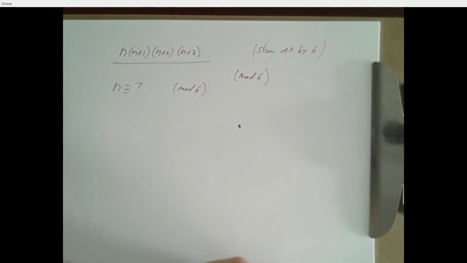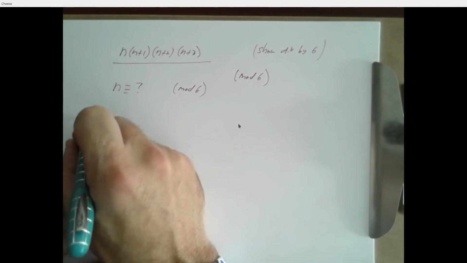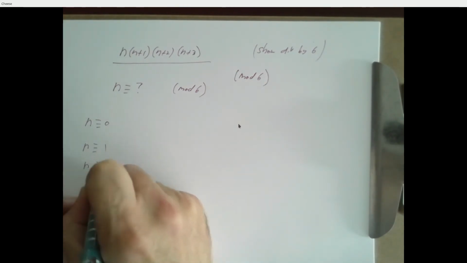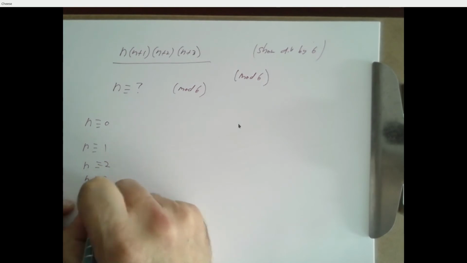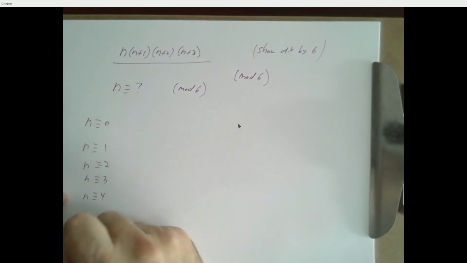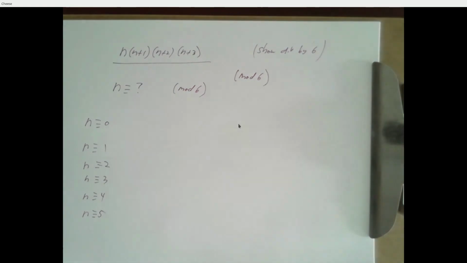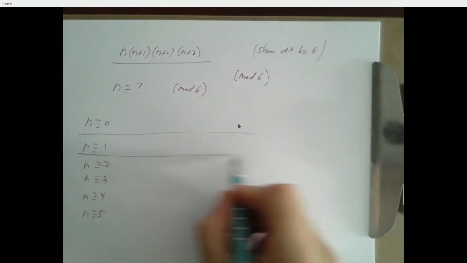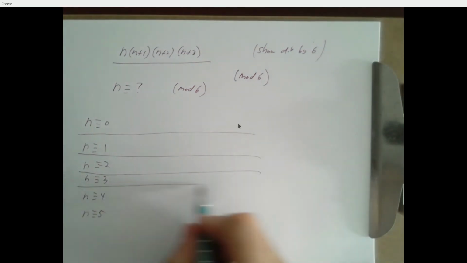Yeah, 0, 1, 2, 3, 4, or 5. So there are 6 cases. And these problems are always sort of hidden attempts to get you to say, let's just look at a small finite set of cases.